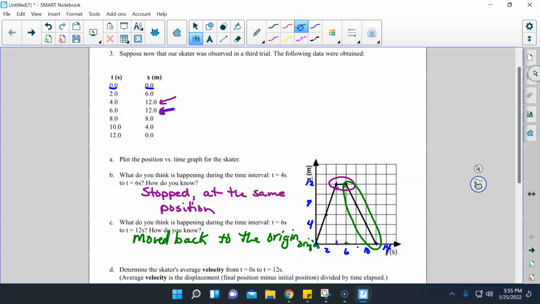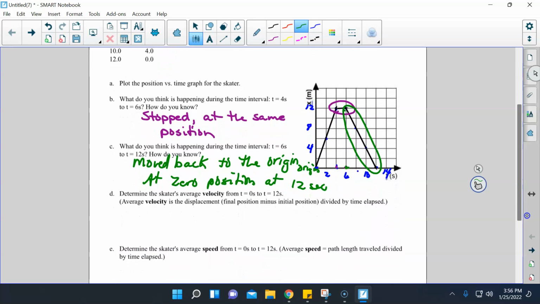And how do I know? Well, aren't I at 0 position? I'm at 0 position at 12 seconds. Okay? So I'm at 0 position at 12 seconds. That's at the end of the time here.